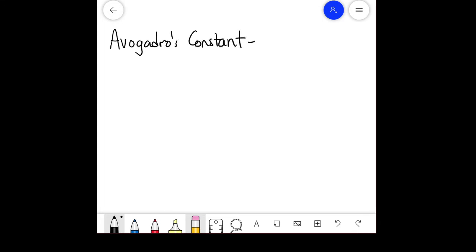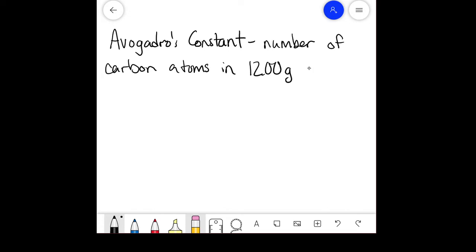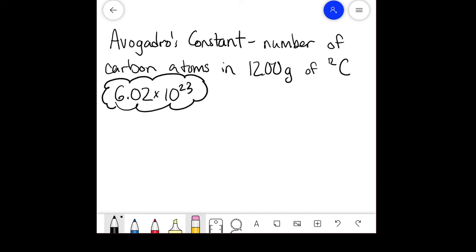And what Avogadro's constant is, it is the number of carbon atoms in 12 grams of carbon-12. And it's basically a conversion factor. And this number is huge, but we simplify it down to 6.02 times 10 to the 23rd. That is a very important number of this unit and probably for the rest of chemistry. So that is Avogadro's constant.